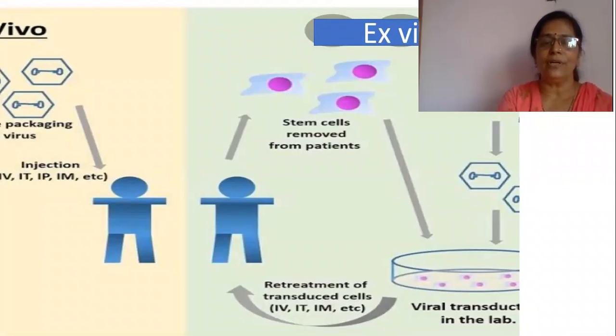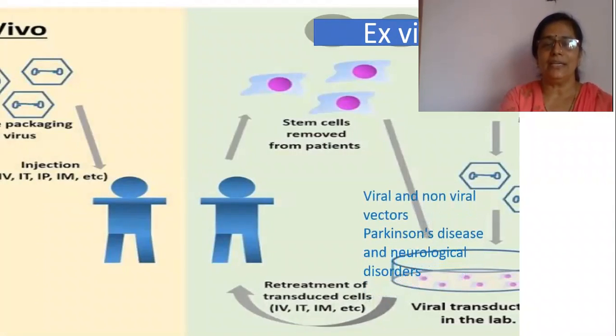Here, the ex vivo condition means when the gene is transferred into the cell. Suppose this is the cell, and in that cell the gene is transferred. You know that all organisms are made up of cells, and when such a cell is isolated from the human being, and then we transfer the gene into that cell, it is called the ex vivo condition.